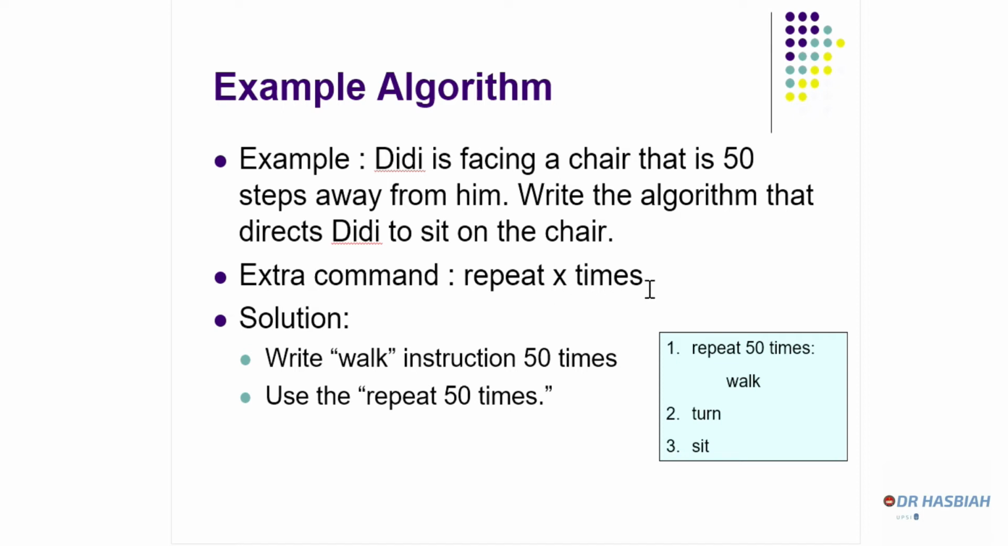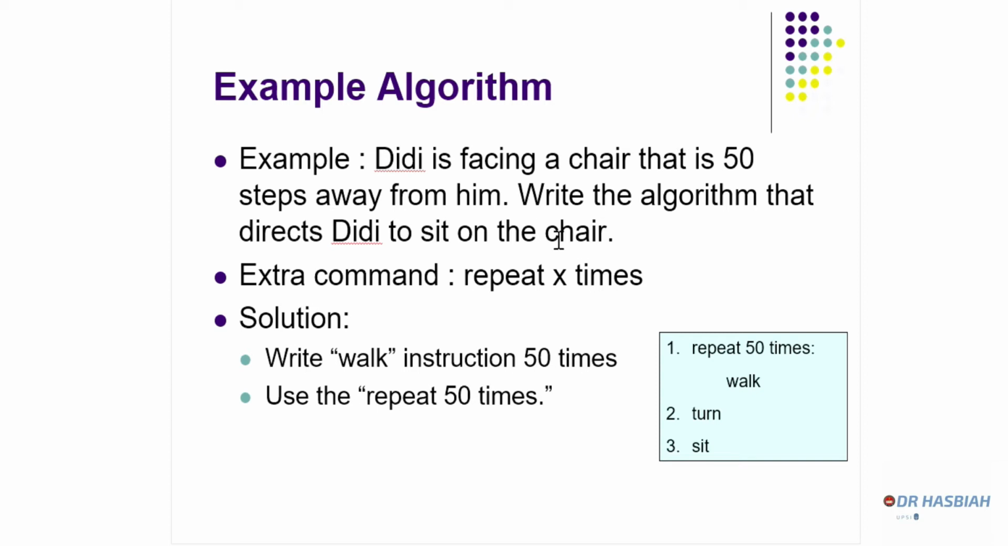How many times here? We have to repeat 50 times. Okay, the solution here: we have to write the walk instruction 50 times, so use repeat 50 times. Repeat 50 times walk, and then turn, and then sit. Why do we have to repeat 50 times? Because DD is 50 steps away from the chair.